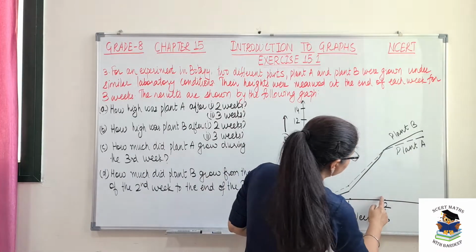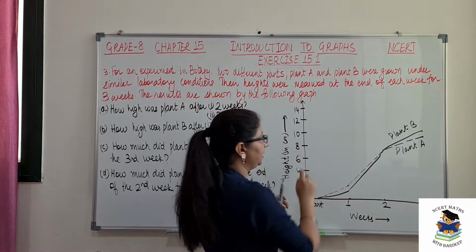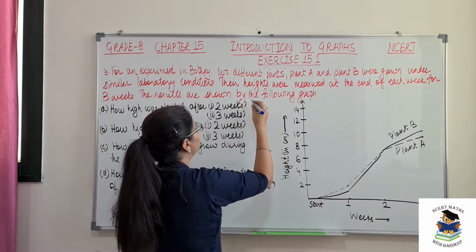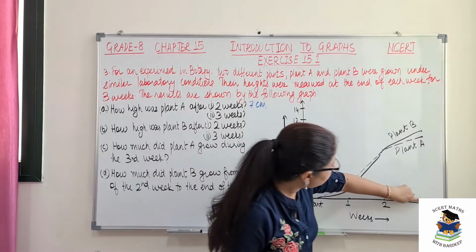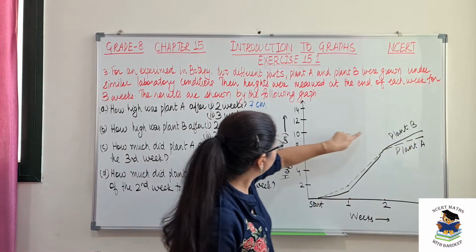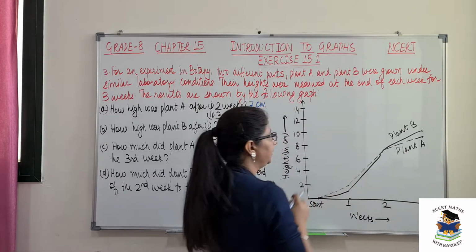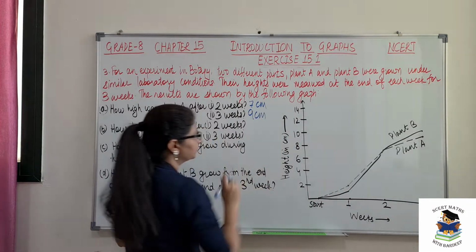For 2 weeks, see the height. This is middle of 6 and 8, that is to be taken as 7 centimeter. So for 2 weeks, this is 7 centimeter. For 3 weeks, we should go here and we can see that this is again middle of 8 and 10. So this will be 9 centimeter.